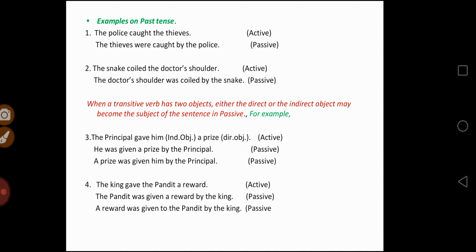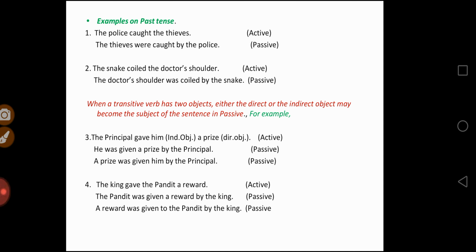Example on past tense. The police caught the thieves. The thieves were caught by the police. The snake coiled the doctor's shoulder. The doctor's shoulder was coiled by the snake.